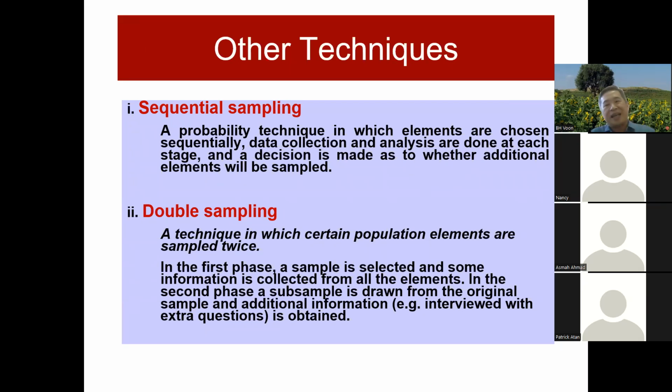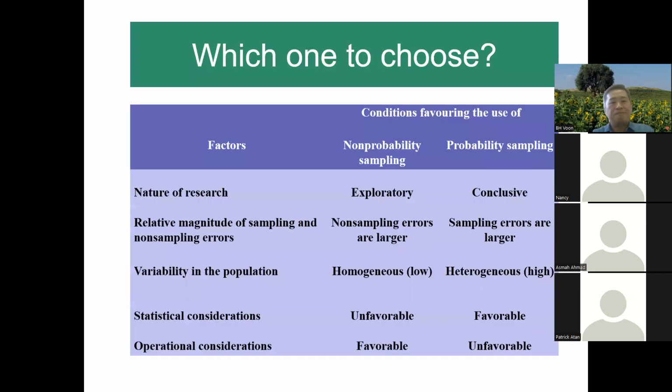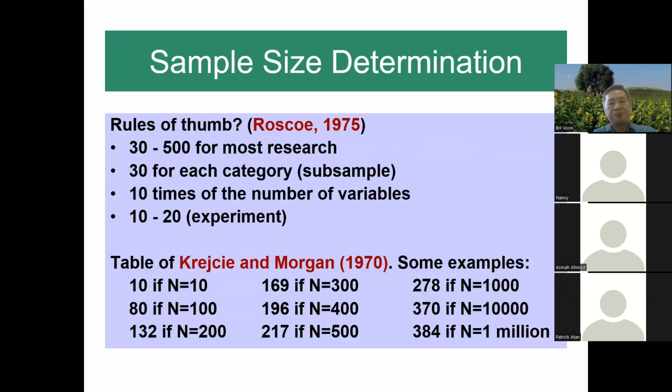And of course, there are other techniques that you can learn. So which one to choose? It depends on the nature of your research, whether exploratory or conclusive. At the exploratory stage, a lot of times we will use non-probability sampling techniques. And probability techniques will be used for conclusive study, as I have said just now.